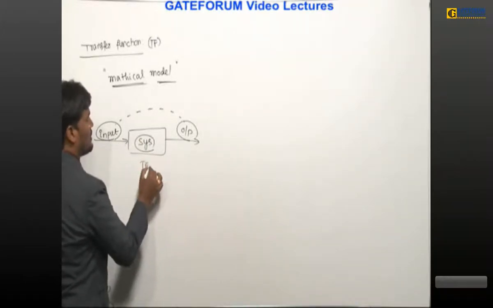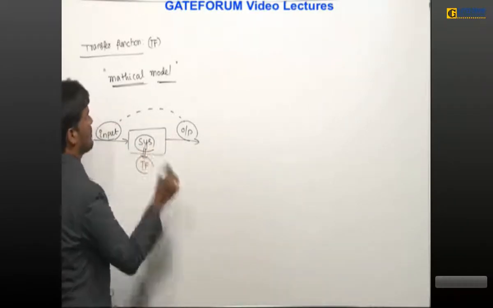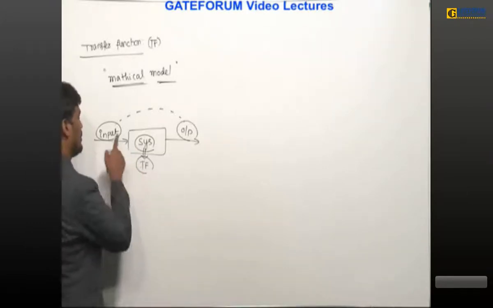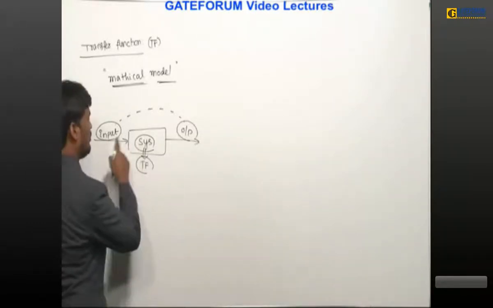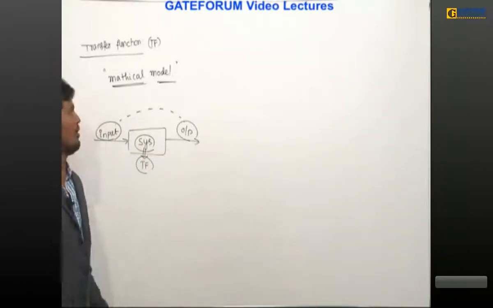That means, indirectly, the system is transferring the energy from one form to another form. Therefore, the system itself is called the transfer function. As the system itself is called the transfer function, automatically it will have a relation with input and output.